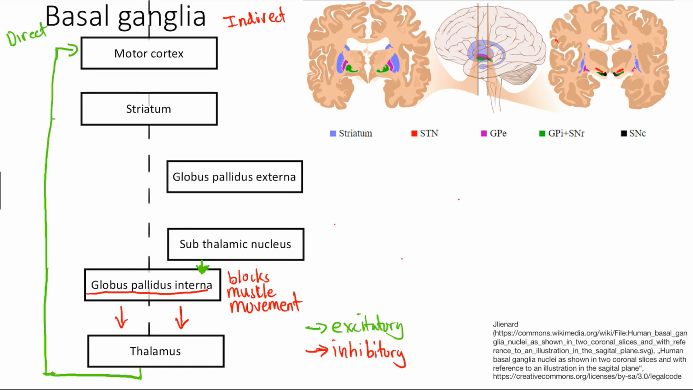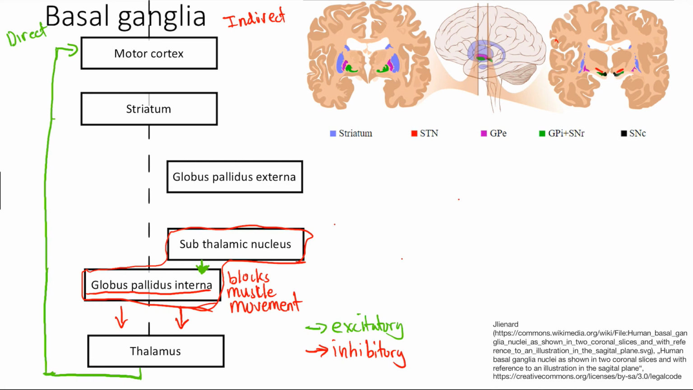And then also the other thing to note is the subthalamic nucleus promotes the globus pallidus interna work. So I think of them almost as one unit here, okay? They're one unit that is blocking muscle movement. Alright, so without further ado, let's look at the direct pathway first.